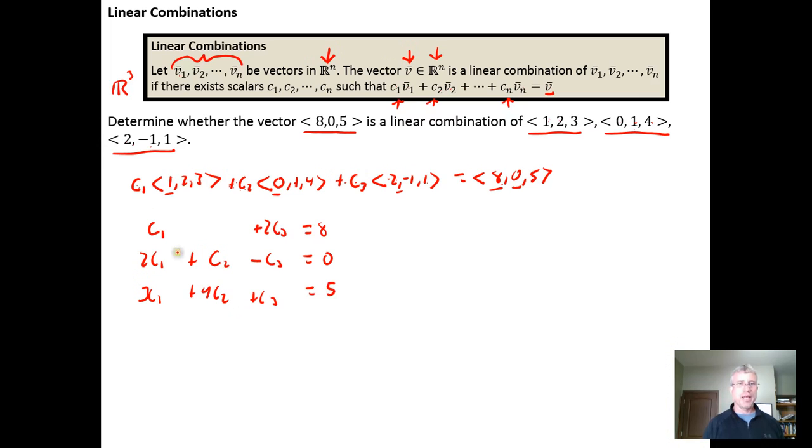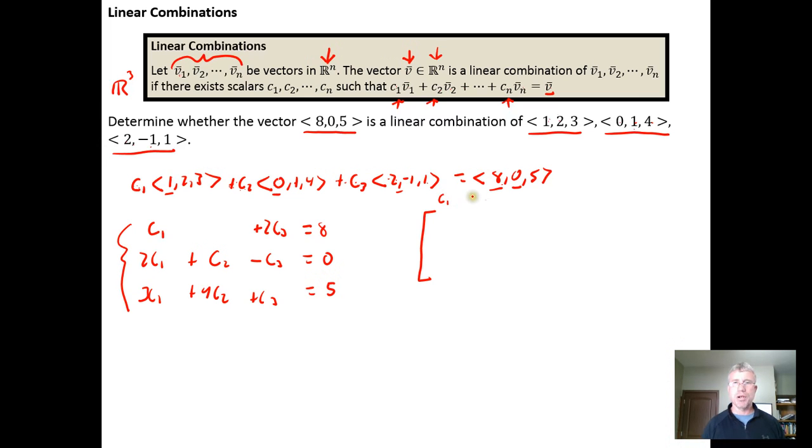And what we want to recognize here is we have a system of three equations in three unknowns, c sub 1, c sub 2, c sub 3. So we can just use matrix techniques from homework 1 to determine if c sub 1, c sub 2, and c sub 3 exist. So we'll just create the coefficient matrix.